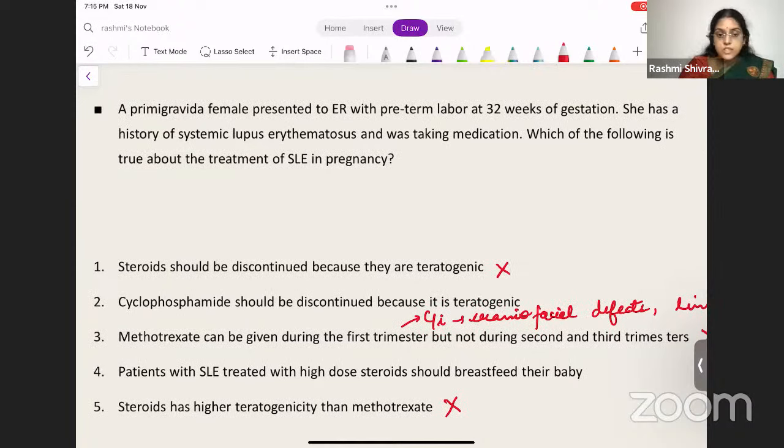Patients with SLE can breastfeed their baby. Steroids and cyclosporin are not a contraindication. But methotrexate and cyclophosphamide are definitely contraindicated in breastfeeding. But which is the most appropriate answer for this question?